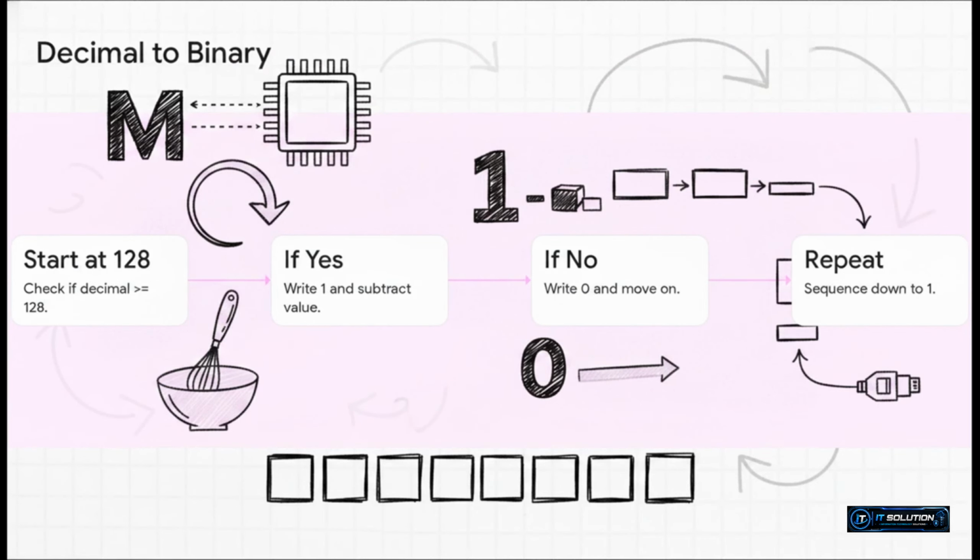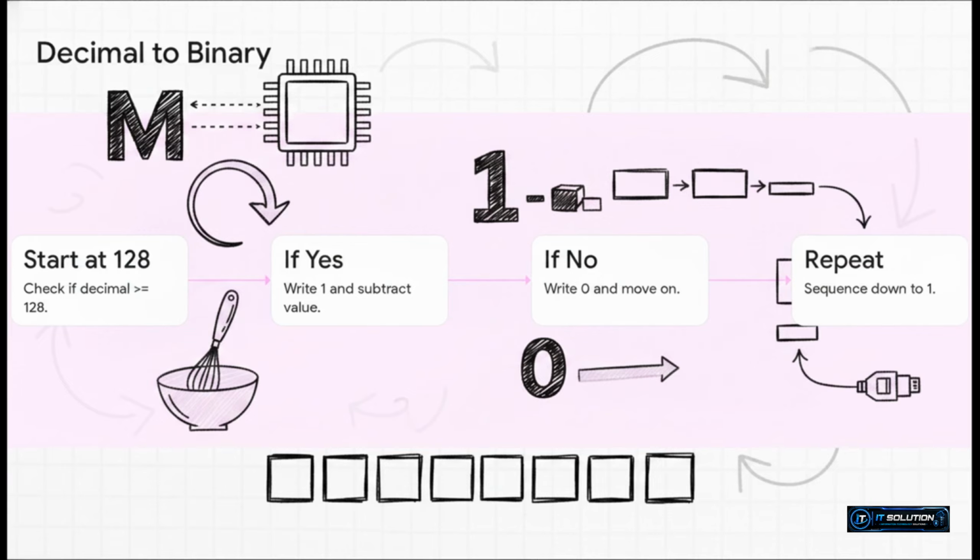With that cheat sheet in your head, converting a decimal number to binary is incredibly straightforward. Just treat it like a simple recipe. Step 1. You always start at the left, at that 128 positional value, the most significant bit. Step 2. You ask yourself, is my decimal number equal to or greater than this positional value? Step 3. If yes, write down a 1, subtract that value from your decimal number, and take the remainder to the next position. If no, just write a 0 and move on.